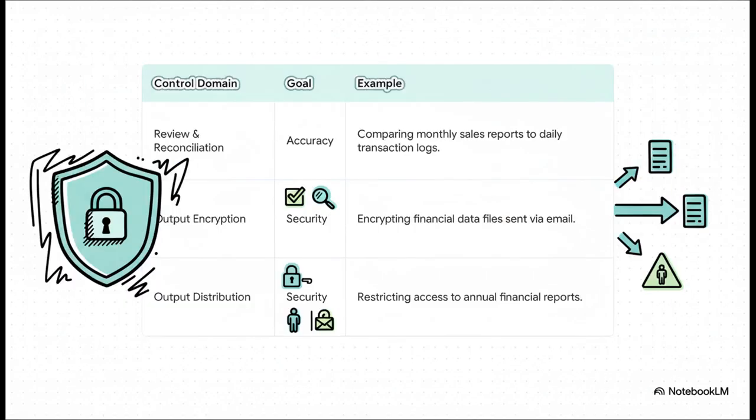So let's look at what this toolkit looks like in the real world. For accuracy, you might have a control like review and reconciliation. That's like comparing your big monthly sales report to the small daily logs to make sure everything lines up. For security, you've got things like output encryption to scramble the data in a file before you email it, or output distribution rules that make sure only senior leadership can open that annual financial report.